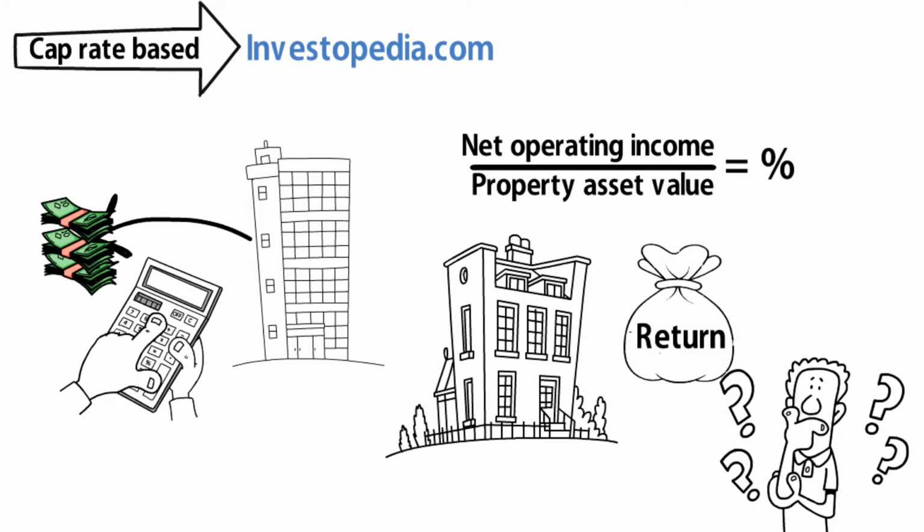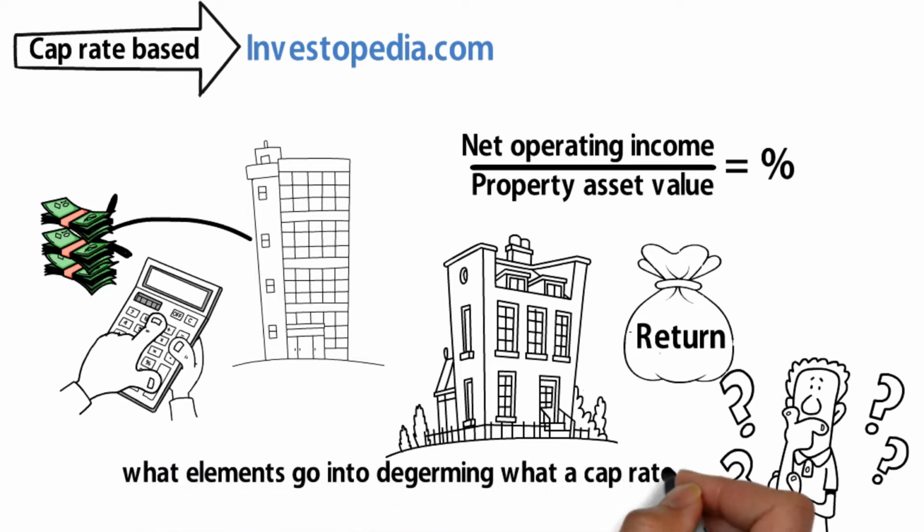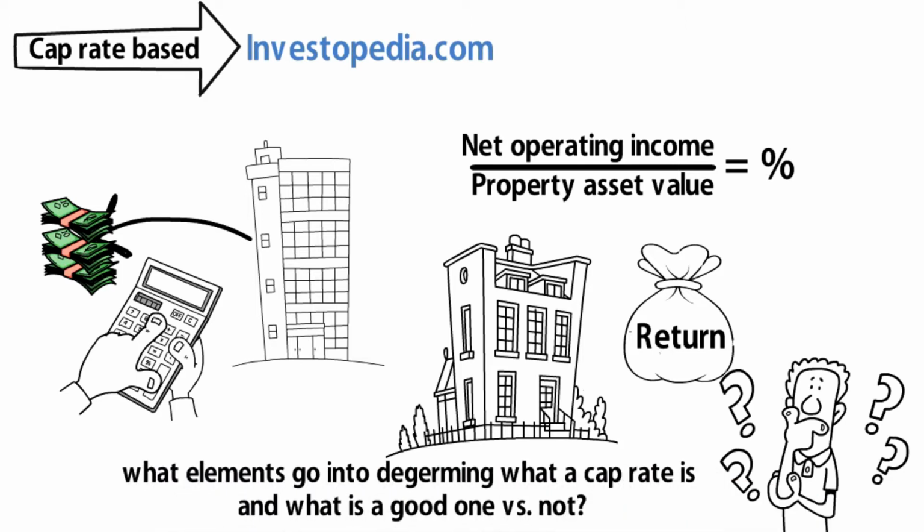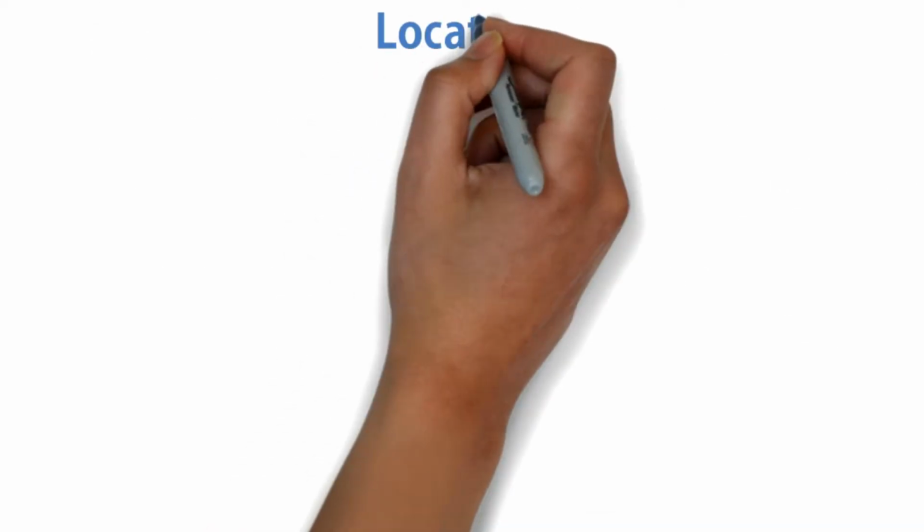So how does it work? Meaning, what elements go into determining what a cap rate is and what is a good one versus not? Let's start off with the elements that go into a cap rate. First off is the location.